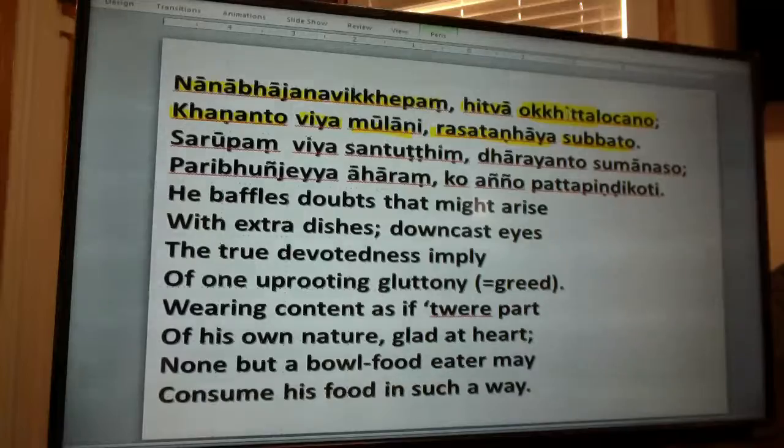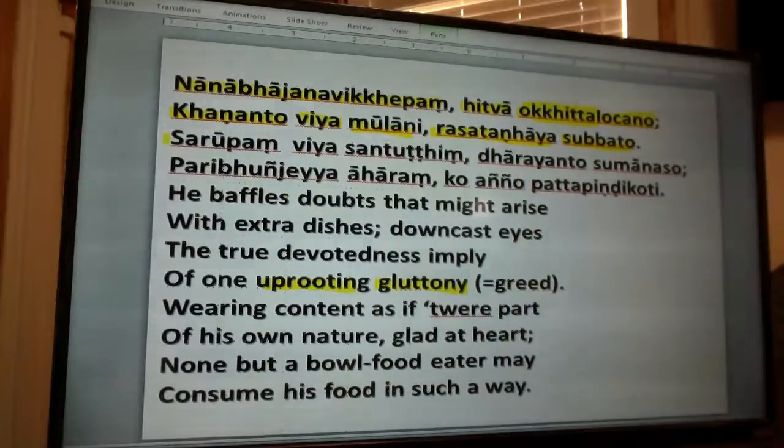So Nana Bhajana Vikipana. Nana is various kinds, Bhajana is a container. So Vikipana means he doesn't use them. Here the English translation is: he baffled doubts that might arise with extra dishes. Nana Bhajana Vikipana, and downcast eye is Okita Lochana. Kanandoviya Mulani is he uprooting gluttony. Gluttony is a kind of greed in the taste.